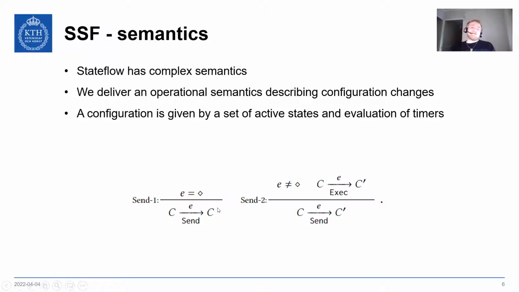And here we can see examples of how some of the rules can look. So this one says that if we don't broadcast an event, then we will not change the configuration. But if we broadcast an event, we may change our configuration to another, because that may trigger other transitions.